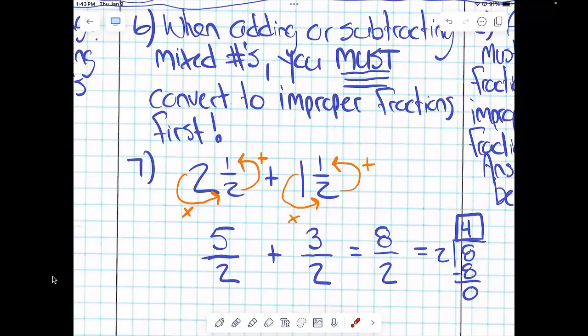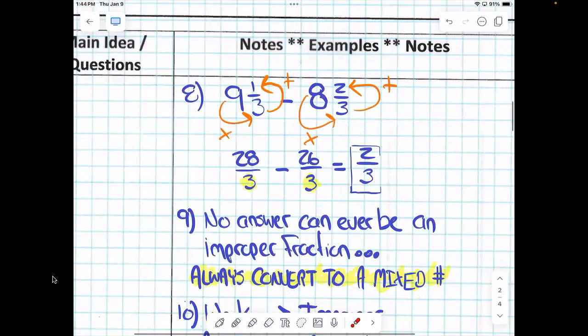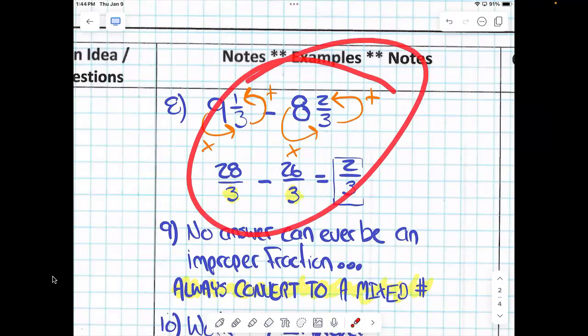How do I change an improper fraction into a mixed number? I divide, right? Because this is really 8 divided by 2, right? So 8 divided by 2. What number goes inside the house? 8. Because it's the numerator, right? Yes. Oh, you guys are good. This is just another example of a problem.